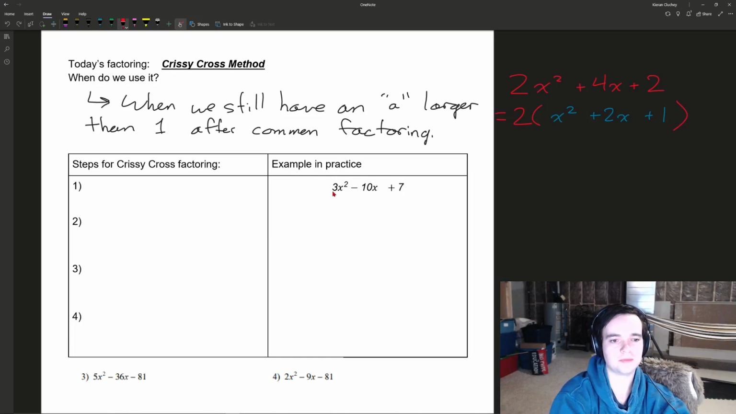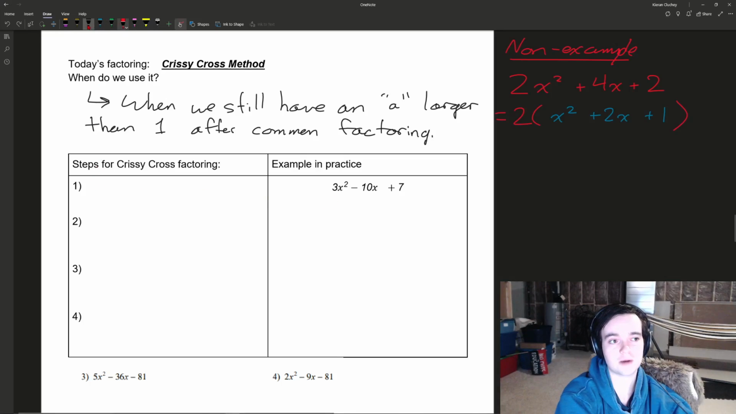Here's an example. What you see here on the right is a non-example. This is not an example of when we use the criss-cross method because we can use our easier method of factoring. When we want to use the criss-cross method, we look at our quadratic and say, I can't common factor anymore, and there's still a value of a out here. So you see here, I cannot common factor anything because 3 is not common to 10 or 7. I can't divide 10 or 7 nicely by 3. So it looks like I have to use the criss-cross method. There's no common factoring here.